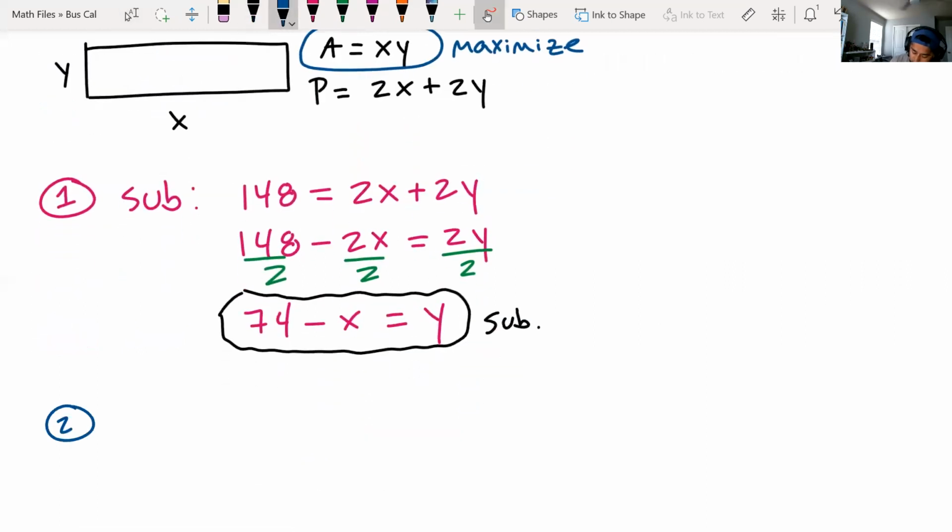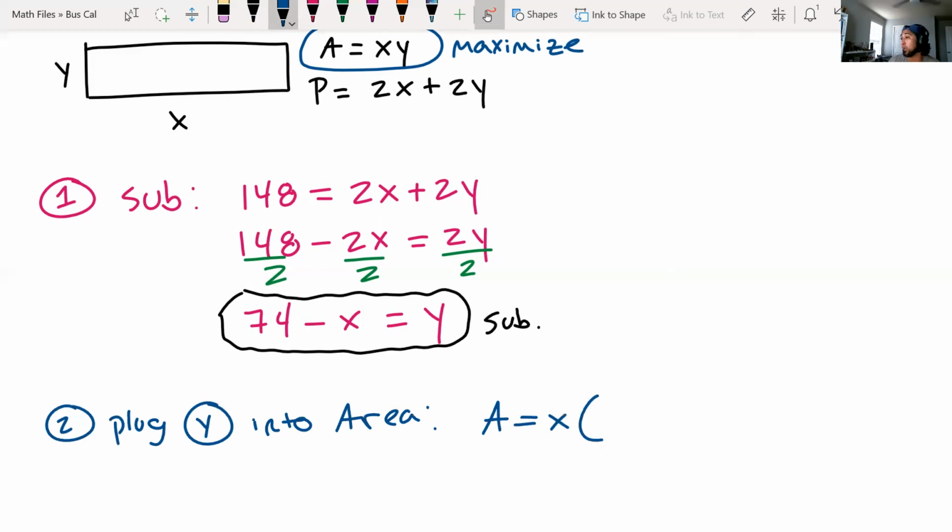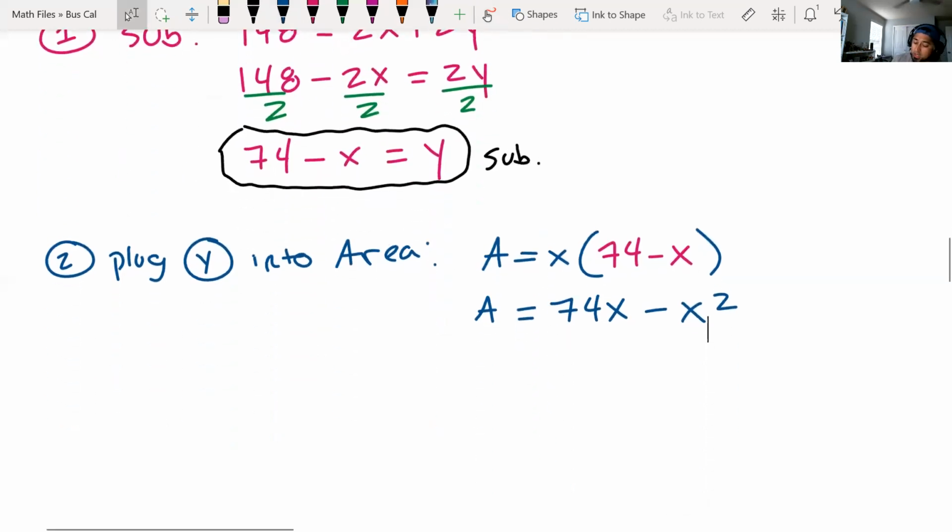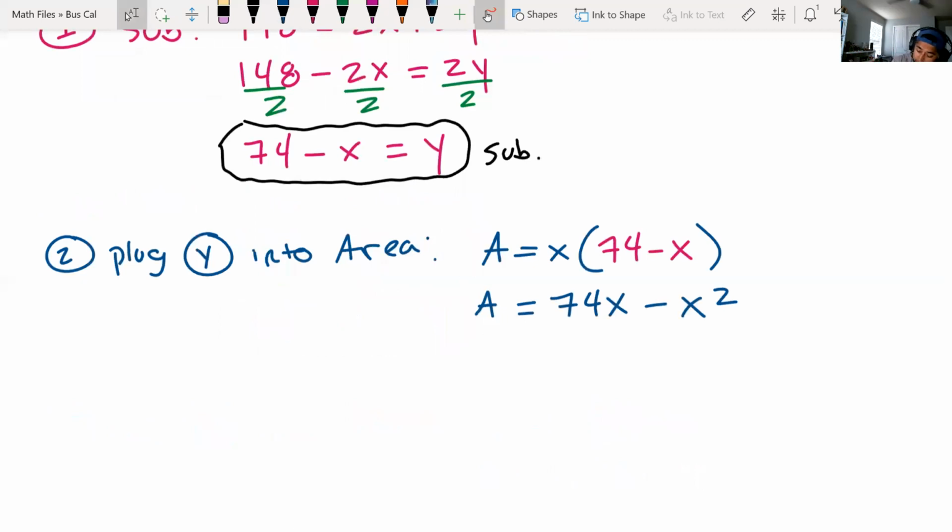So 2. Plug y into area. Okay. So A equals x times my new equation for y, my substitution for y, which is 74 minus x. Distribute the x, and we get area is 74x minus x squared. This is my area equation, all in terms of one variable, all in terms of x, which means we are ready to move on to the derivative.